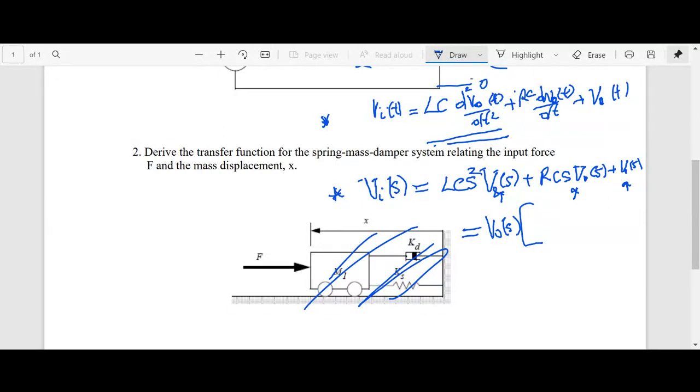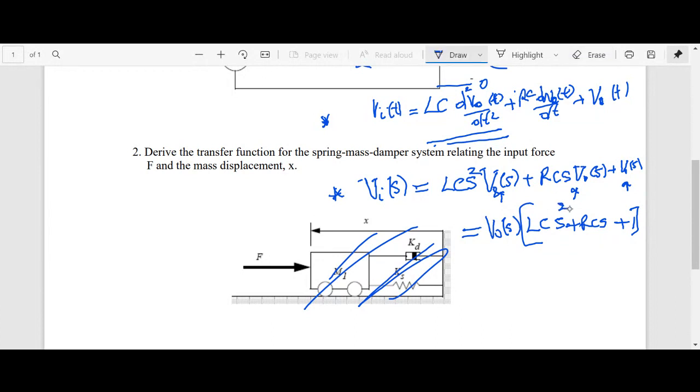Quickly, go ahead for me, please. LC S squared, plus RCS, plus 1. Plus 1. Good. All right. So hoping that we're seeing this. We should be seeing that.